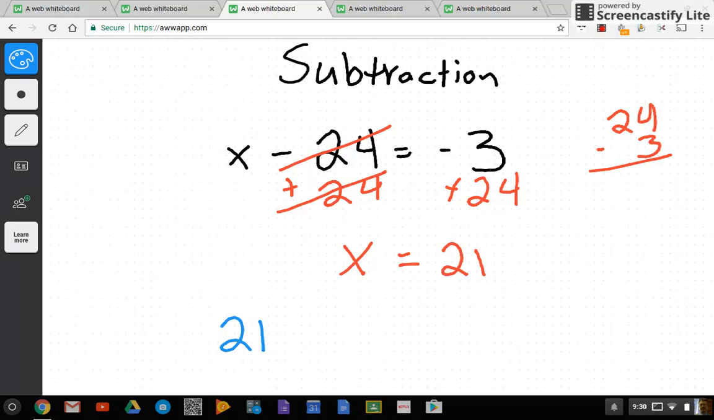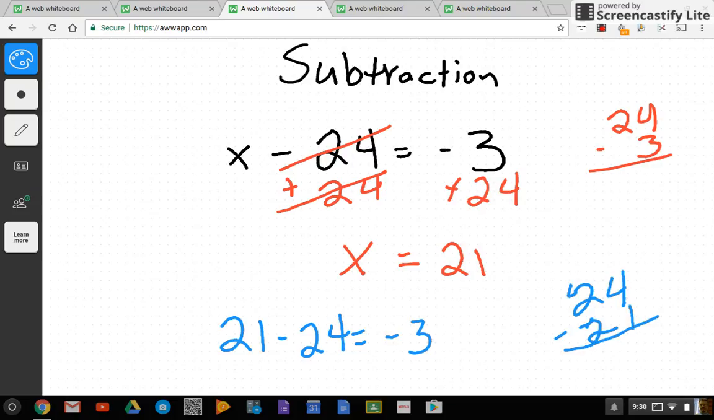Does 21 minus 24 equal a negative 3? Well, I know that I've got a positive minus a negative, so I'm actually going to subtract. So 24 minus 21. And I get 3. And since the biggest number was negative, that was that negative 24, I'm going to get a negative 3. That works. Perfect. Okay, moving on.